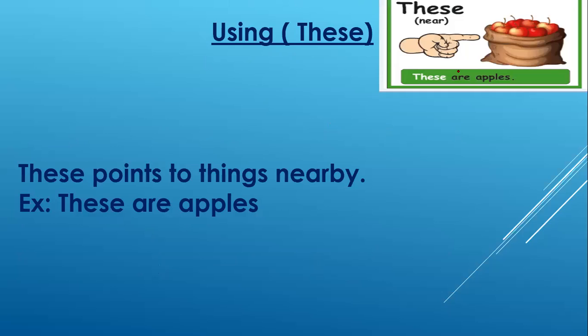So these, I use it when I point to things, not just one. Here, I don't have one apple. I have many apples here, and it means they are plural, and they are very near from the hand. So, if you point to plural, and this plural is very near from you, you will use this word, these. So these points to things nearby. Say, these are apples.